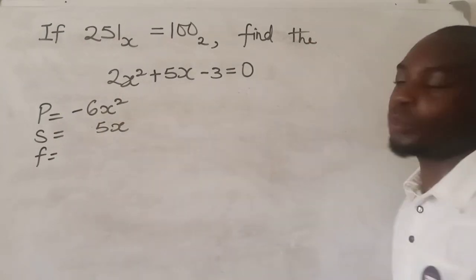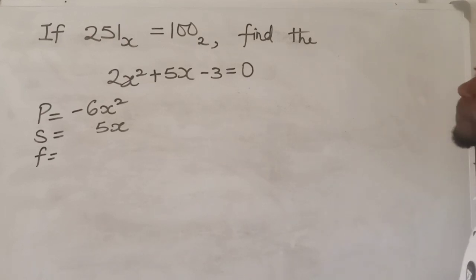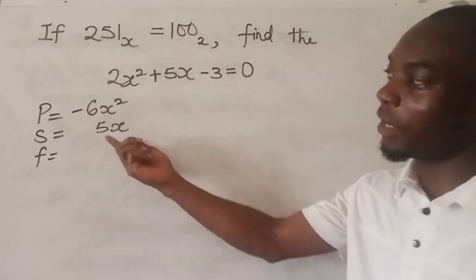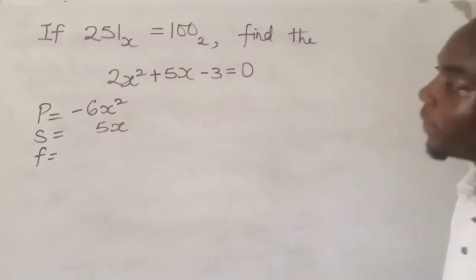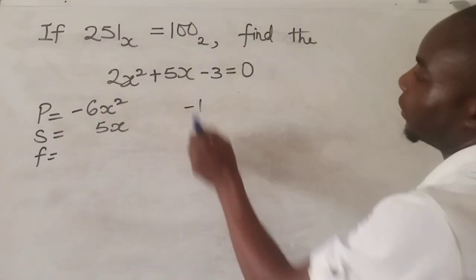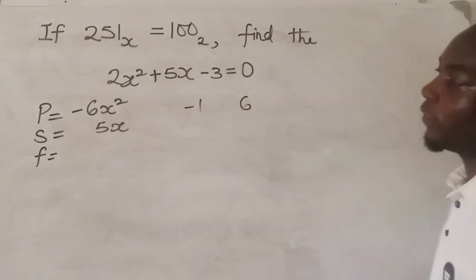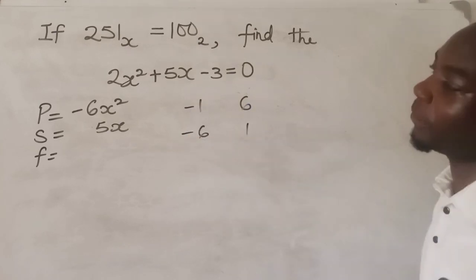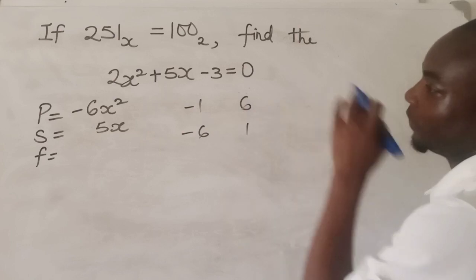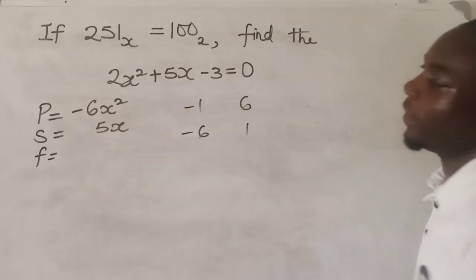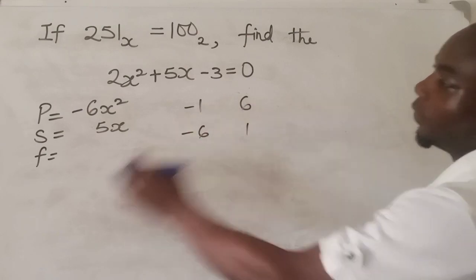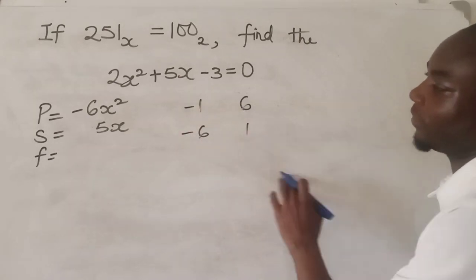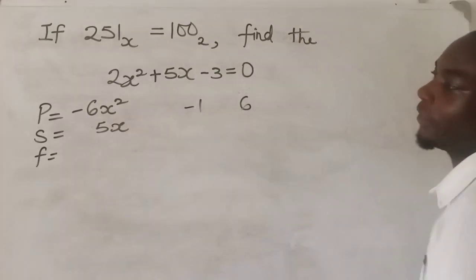Then our factors are what we should look for. We have to look for two numbers such that when we multiply them together, we get minus 6x squared, and when we add them together, we have 5x. So what are those two numbers? If we look at minus 1 and 6, that should be the two numbers, or minus 6 and 1. Let's check them out. When we add minus 1 plus 6, it will give us 5. Then minus 1 times 6 will give us minus 6. So the two numbers we're looking for are actually minus 1 and 6, and not minus 6 and 1.